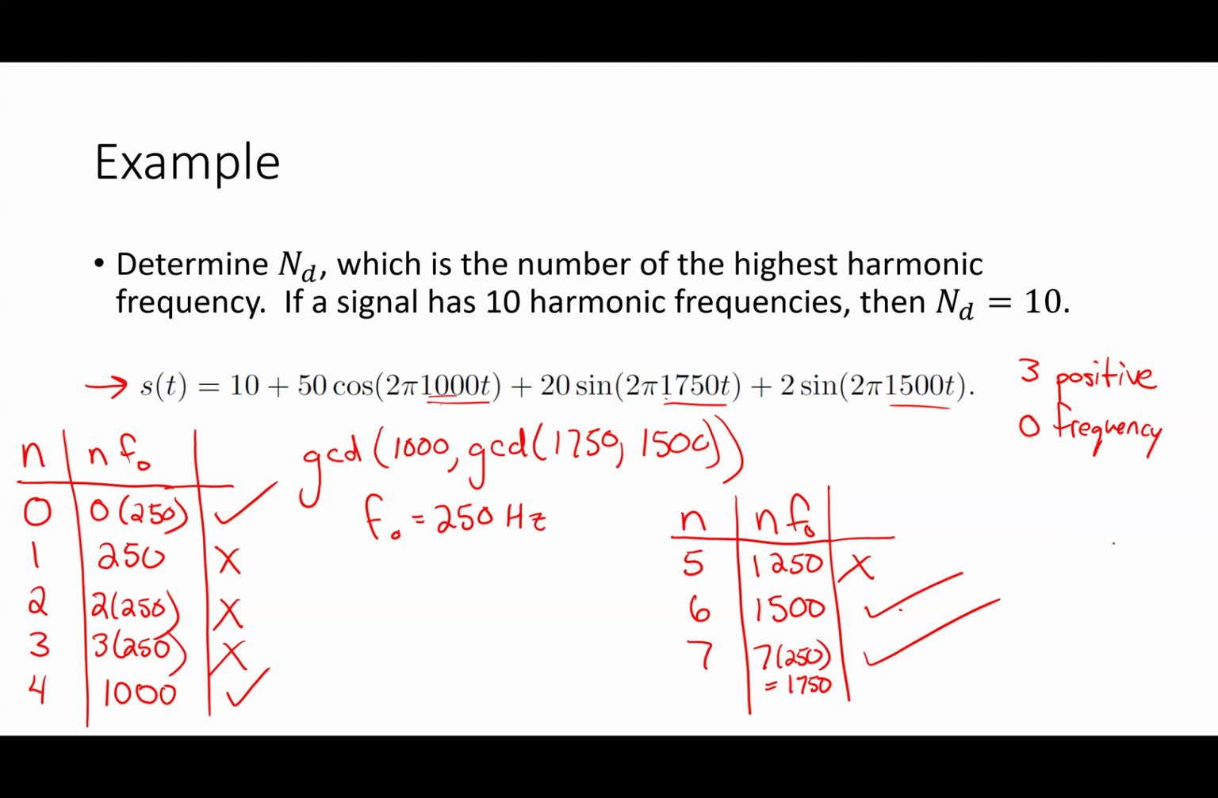Now, in the problem here, and in my homework problems like this too, I say determine capital N D, which is the number of the highest harmonic frequency. So if a signal has 10 harmonic frequencies, then N D equals 10. So in this case, I would say N D equals what? 7. This could be useful to me later.